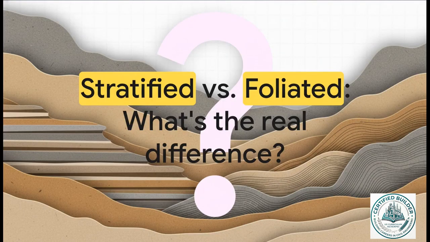And here it is, that big point of confusion, all in one question. Stratified versus foliated. I mean, they both describe rocks that have lines or layers, right? So what is the real difference? Because getting this right isn't just about your grades. It's about understanding if a rock is going to hold together or just fall apart under pressure.